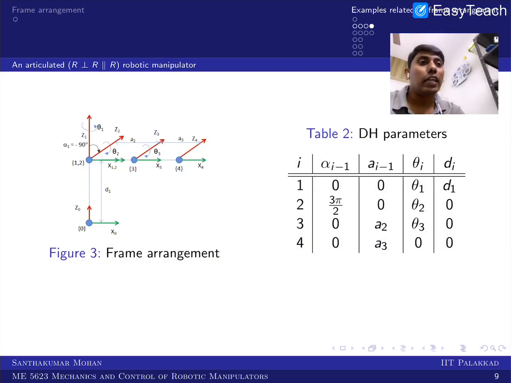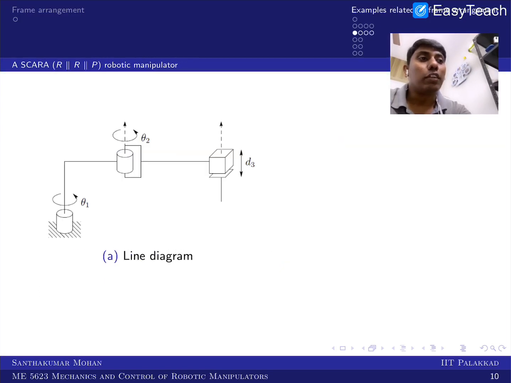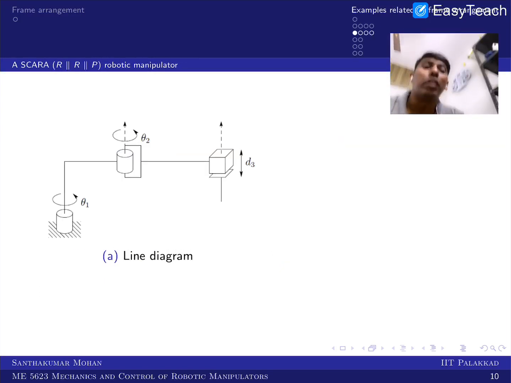So for understanding this, we have taken the second example. The second example is actually like an RR manipulator. So you can see this is a PRR manipulator. I think there is one slide missing. Yeah, so we'll come back to that with the next slide. We can see before that, there is another manipulator we can see.